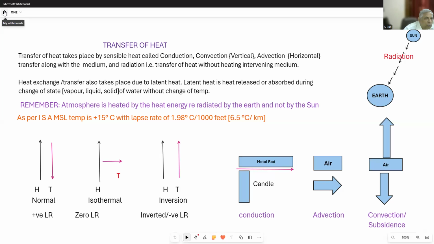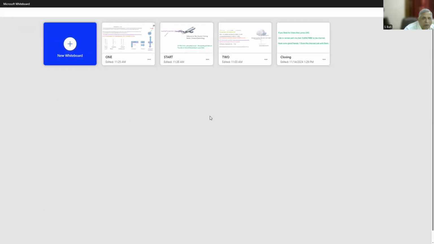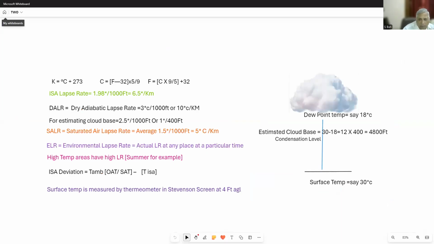Right now, we are talking about the lapse rate. Now, let's read. Is there only one lapse rate? And is it uniform? Well, certainly not. And that is what we'll read now.